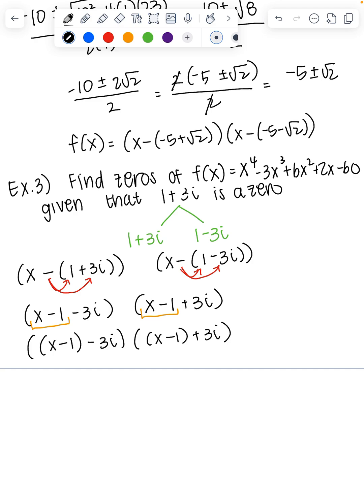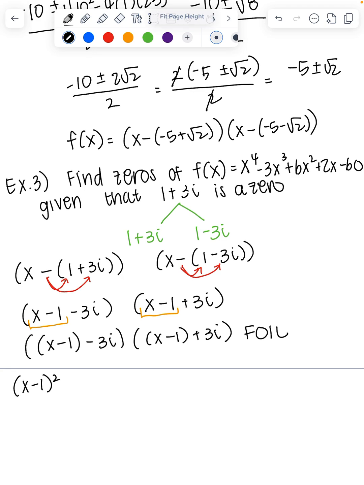I have the same a, which is x minus 1, and I have the same b, which is 3i, but I have a positive and I have a negative. So at this point, I'm going to FOIL or distribute, however you want to look at it. Now, if I can tell that this is what it's going to look like, I can just multiply the a's and multiply the b's and be done with it. Okay, but if you need to go through the whole process, let's go through it. So I have my first is x minus 1 squared. My outside is going to be a plus 3i times x minus 1. I have negative 3i times x minus 1. And then I have negative 9i squared.